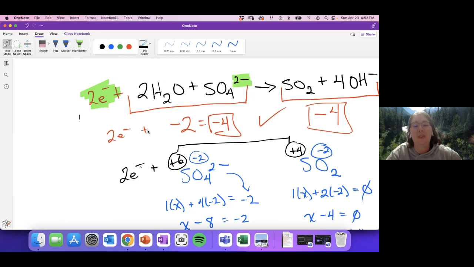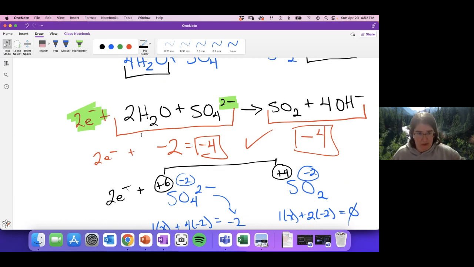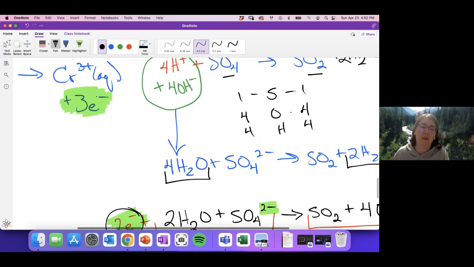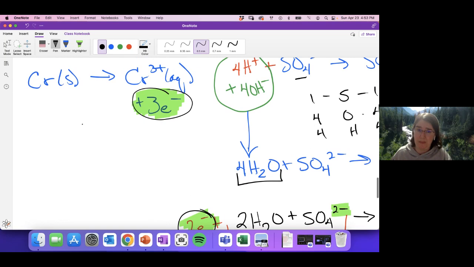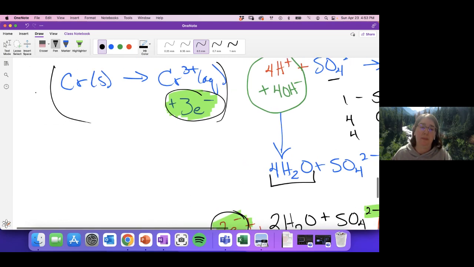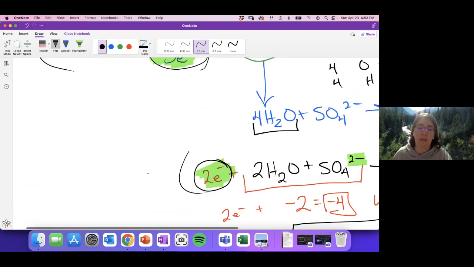Anyway, so good news. I have found the place where everything would be wrong if we tried to shortcut. So we're not going to shortcut anything. I have 2 electrons with this half reaction. I have 3 electrons on my other half reaction. My electrons have to match. So in order to do that, I'm just going to multiply both equations by something. The one with 3 electrons gets multiplied by 2. The one with 2 electrons gets multiplied by 3.